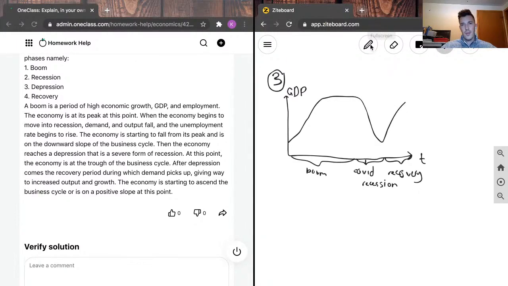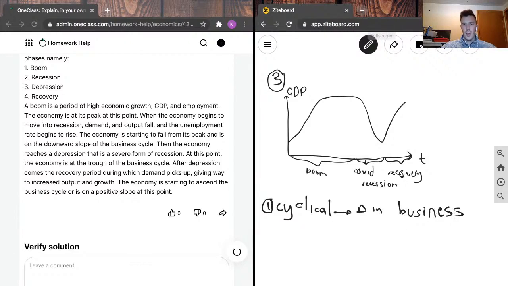It's important to note the type of unemployment that is associated with changes in the business cycle, and this is cyclical unemployment. So cyclical unemployment comes from changes in the business cycle. So when the economy is booming, there's going to be lower levels of unemployment, obviously, and when there's a recession, unemployment is going to spike.